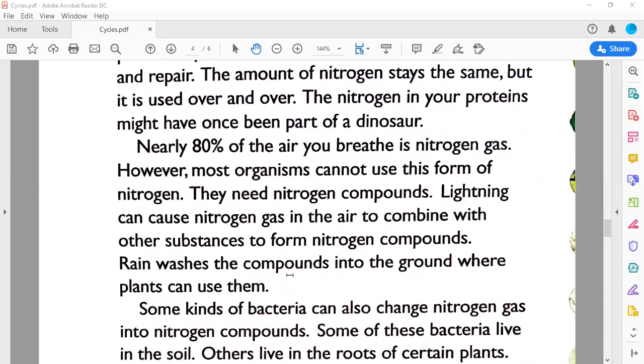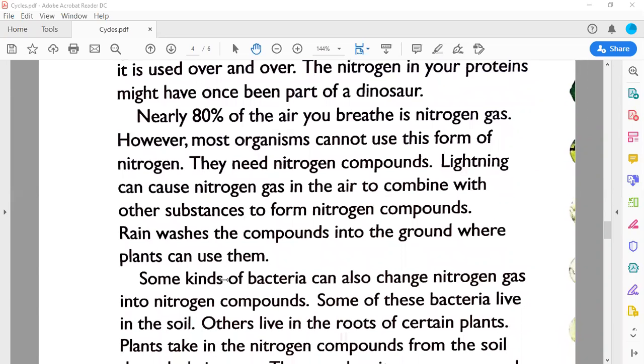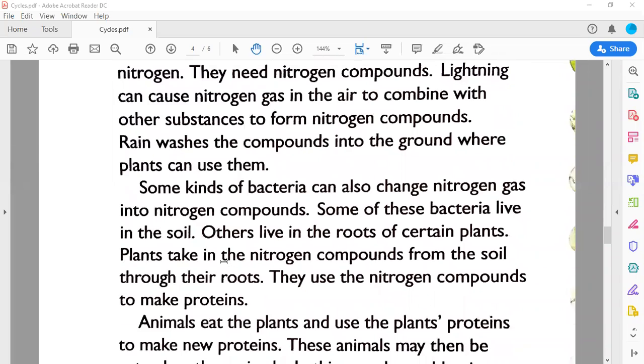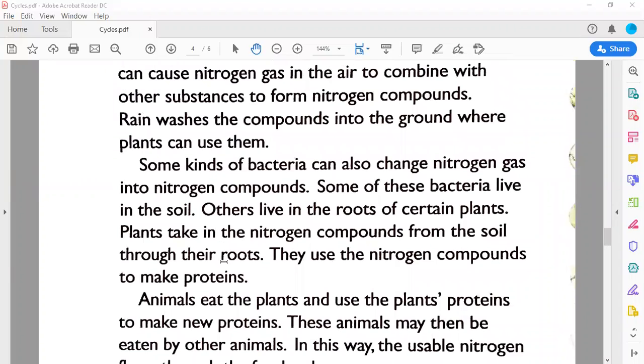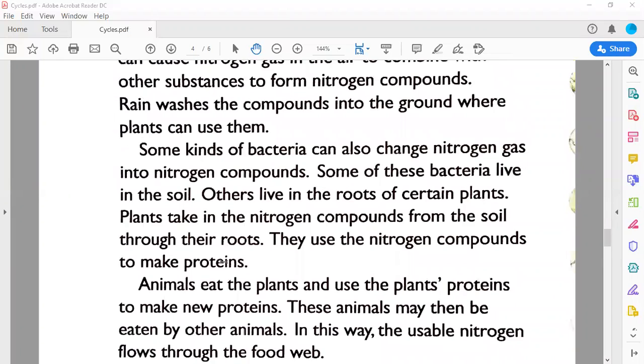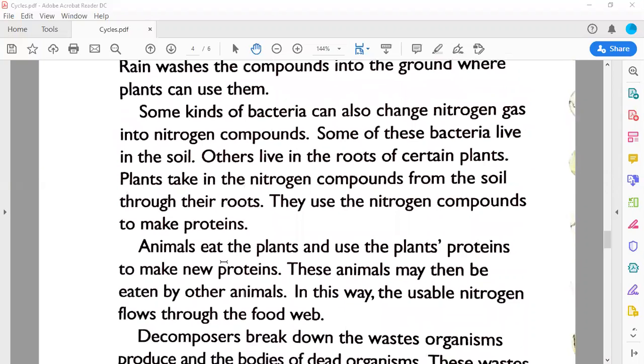Lightning can cause nitrogen gas in the air to combine with other substances to form nitrogen compounds. Rain washes the compounds into the ground where plants can use them. Some kinds of bacteria can also change nitrogen gas into nitrogen compounds. Some of these bacteria live in the soil. Others live in the roots of certain plants. Plants take the nitrogen compounds from the soil through their roots. They use nitrogen compounds to make proteins.